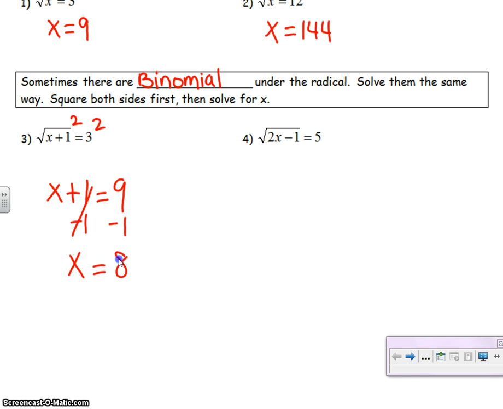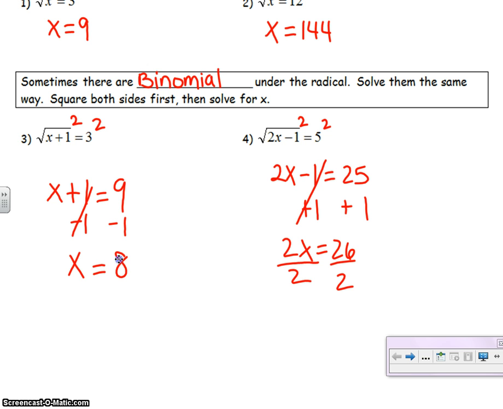Okay, let's look at number 4. The square root of 2x minus 1 equals 5. So we'll square both sides, and then we are left with 2x minus 1 equals 25. And then we just have a two-step equation to solve. So we'll add 1 to both sides. And then we will divide by 2. And we'll get that our solution is x is equal to 13.